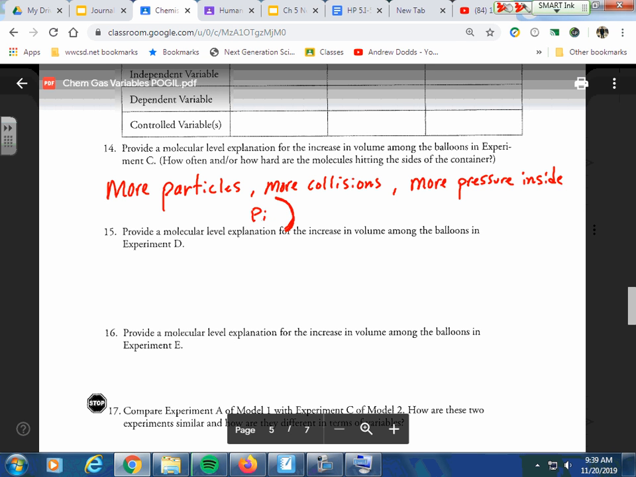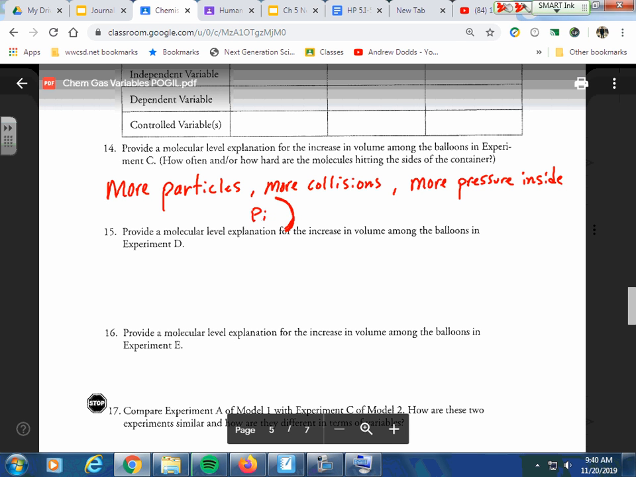Well, how far will the balloon expand? It will expand until the internal pressure is equal to the external pressure. So that's why I'm trying to get you guys to understand is that if the walls of the flexible container are not moving, internal pressure is equal to external pressure. If they are moving one way or the other, then those two pressures are temporarily unequal.